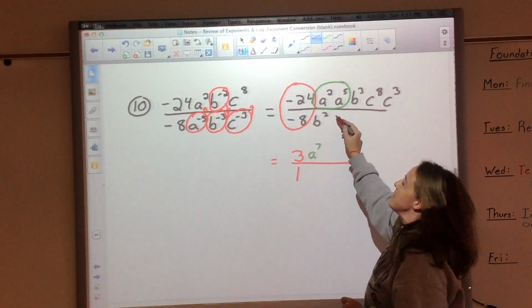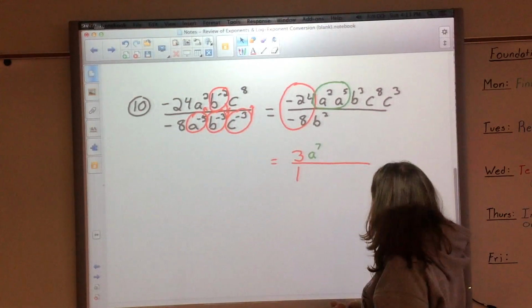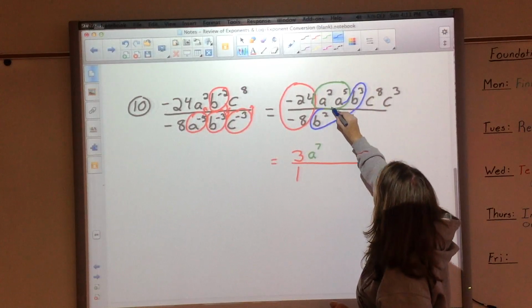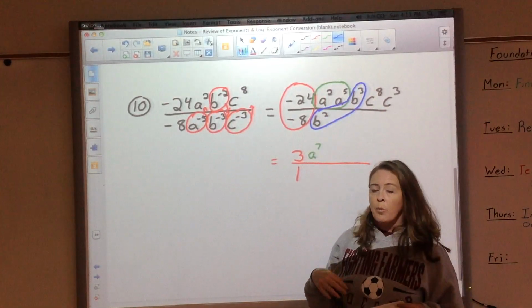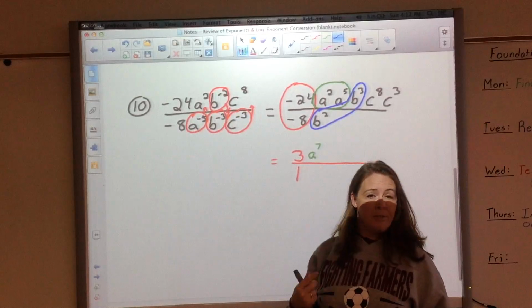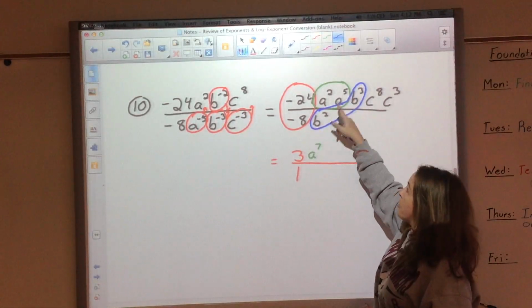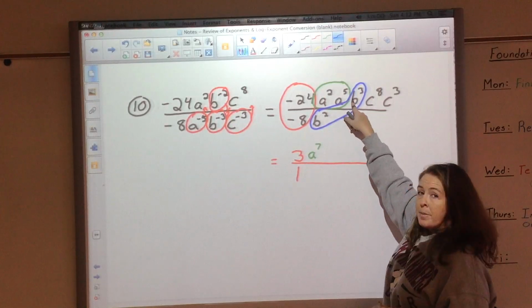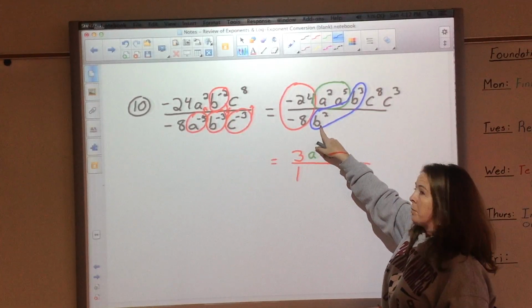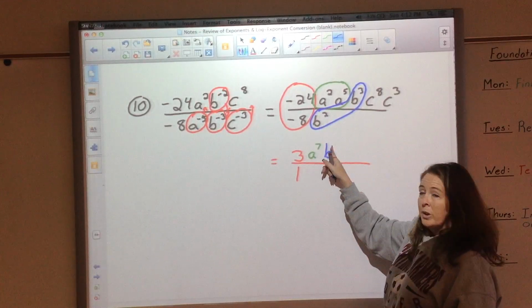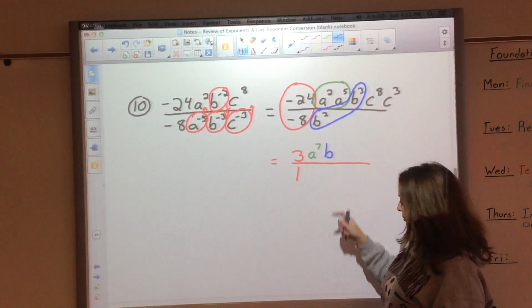Now we'll look at our b's. We have b squared and b to the 3rd. One's on top, one's on bottom, which implies division. Therefore, when the bases are the same, we can subtract our exponents. So 3 b's on top, 2 b's on the bottom. They cancel to leave us a single b on the top. Don't really need to write the 1 here, but it's there.